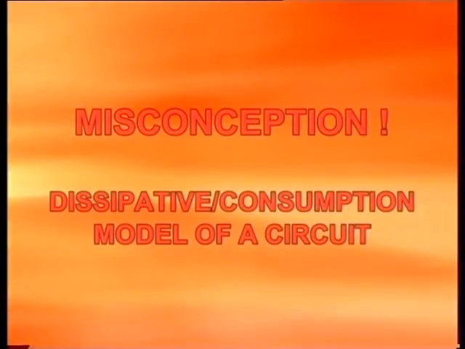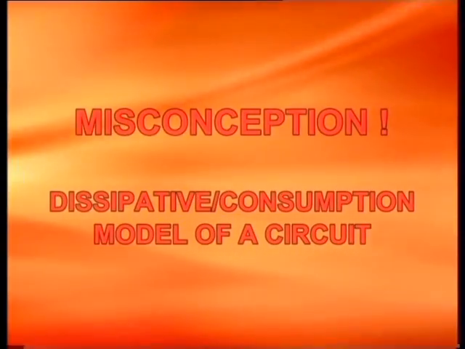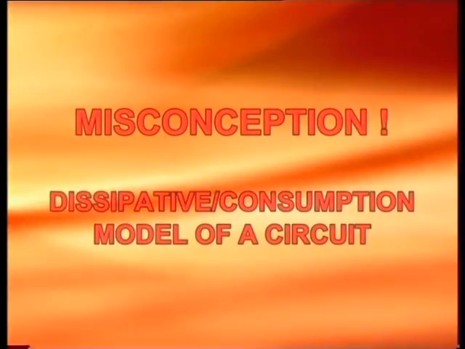This is known as a dissipative or consumption model of a circuit and is a common misconception. They think that as the current is flowing, it gets used up. So they are using the dissipative model. They say the bulb which is connected to the positive terminal of the battery will receive the most current, and as the current flows to the other resistors, it gets smaller and smaller.